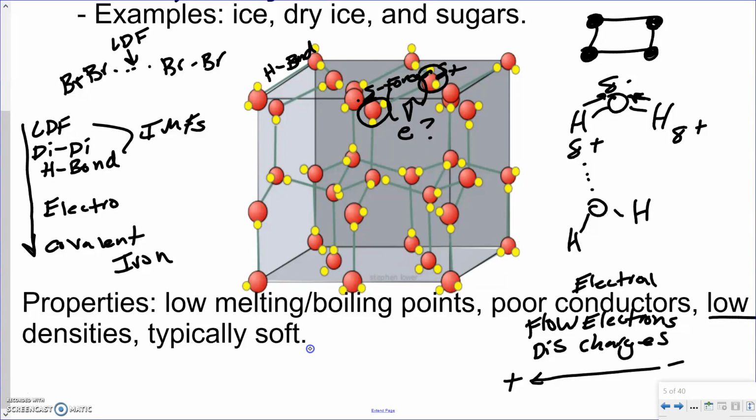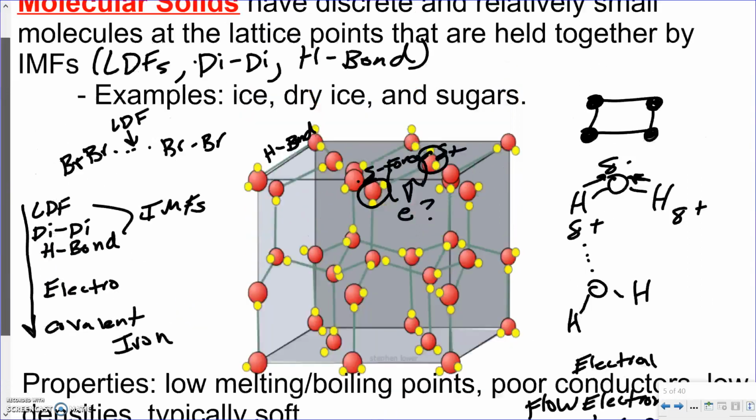Okay, and then the other thing about these is these guys are typically considered soft. What does that mean? Basically, if you think about your hardness scale, like diamond, it can't be scratched by anything, but it can scratch everything. That's what it's referring to as soft. Not typically something we care about so much in this class, but just something to mention. What we're typically going to be looking at in this class is the melting points, boiling points, the conductivities, and that type of information. Okay, so that's a molecular solid.